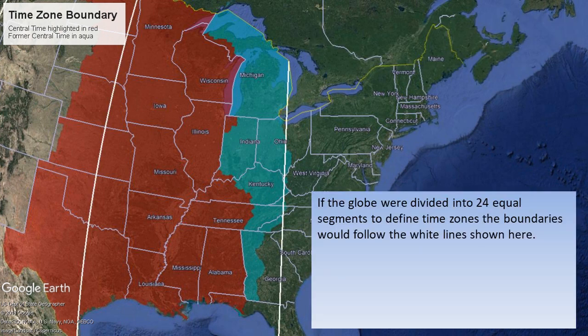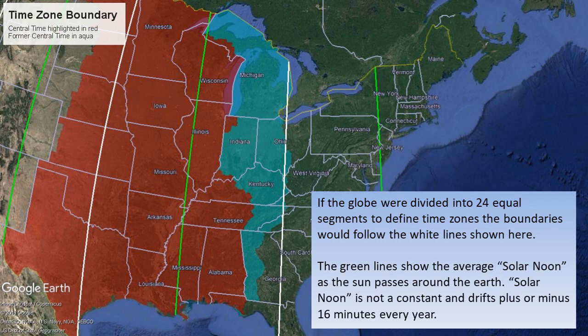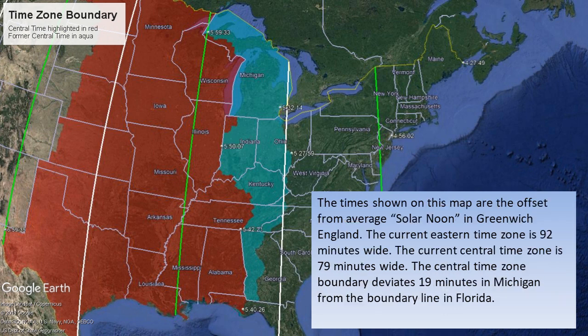If the globe were divided into 24 equal segments to define time zones, the boundaries would follow the white lines shown here. The green lines show the average solar noon as the sun passes around the Earth. Solar noon is not a constant and drifts plus or minus 16 minutes every year. The times shown on this map are the offset from average solar noon in Greenwich, England.